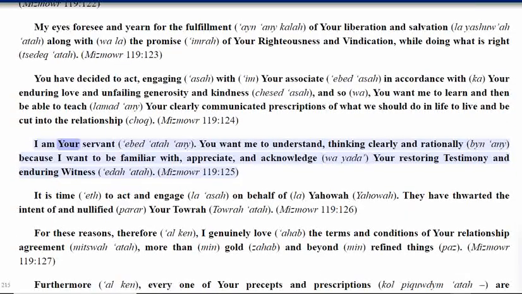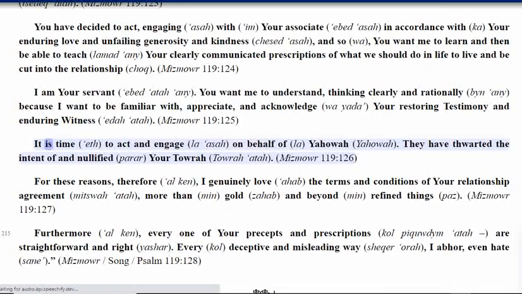Mizmowr 119-124. I am your servant, Ebed Otter Eni. You want me to understand, thinking clearly and rationally, Bin Eni, because I want to be familiar with, appreciate, and acknowledge, Yada, your restoring testimony and enduring witness, Eda Otter. Mizmowr 119-125. It is time to act and engage, La Asar, on behalf of, La, Yahowah. They have thwarted the intent of and nullified, Para, your Torah, Otter.